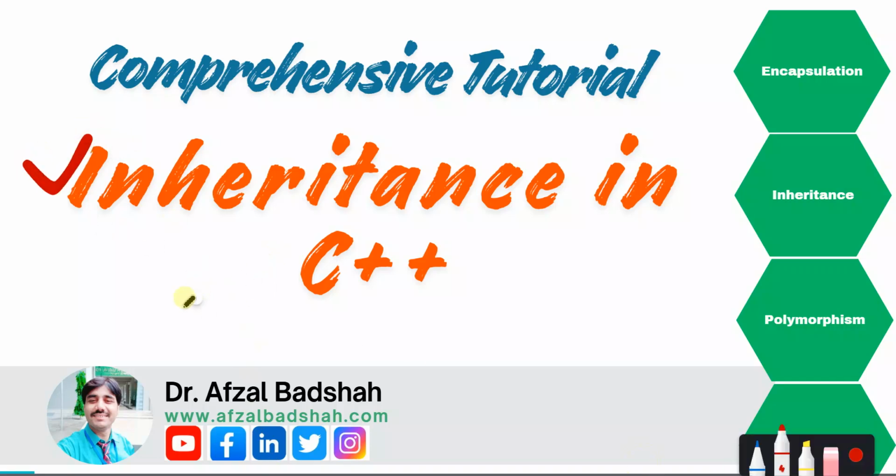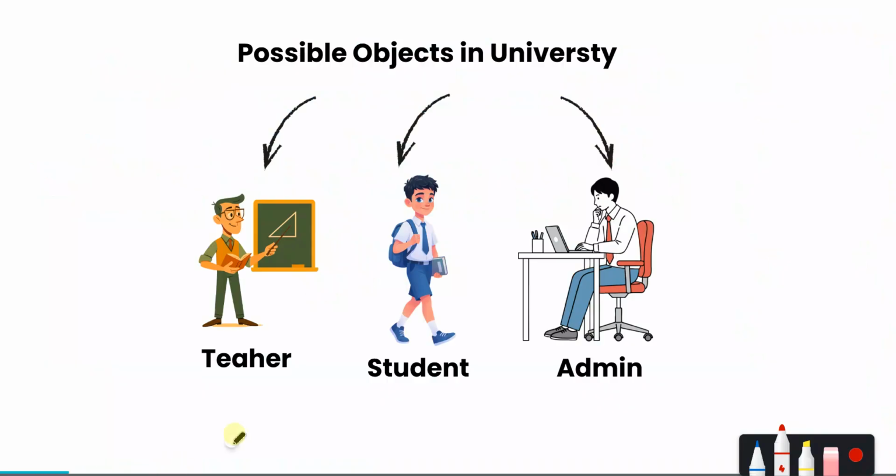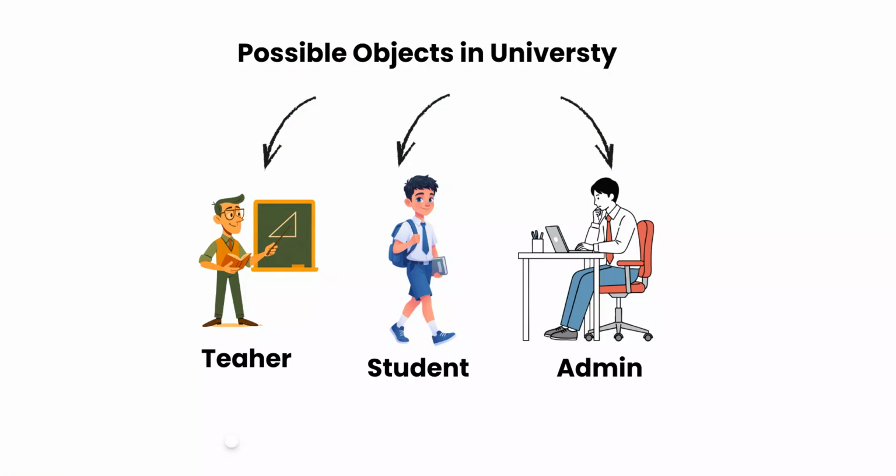In our last lecture, we started with inheritance, and we just covered the basic things: what is inheritance and why do we need it. Let's revise it before going to the advanced level of inheritance. Let's discuss the basics: why do we need inheritance, and what is the problem which leads us towards inheritance.